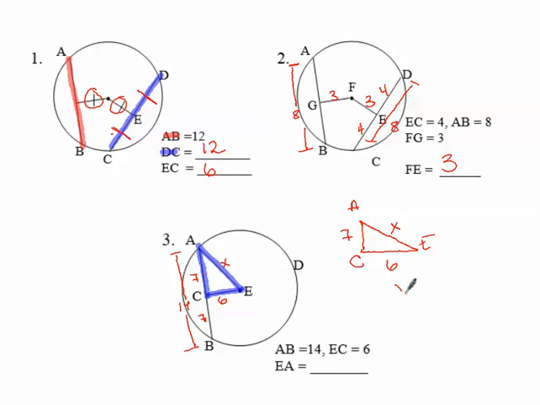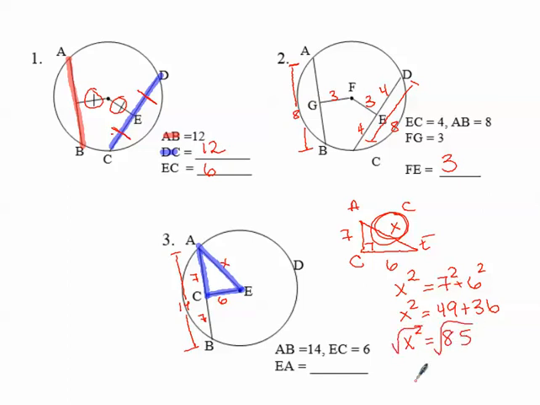So I'm going to use my Pythagorean theorem. I need to know which one is my C, which one is across from the right angle, my hypotenuse. It equals 7 squared plus 6 squared, which is 49 plus 36, equal to x squared. When I do that, I get x squared is equal to 85. I take the square root of both sides, and x equals the square root of 85, which is about 9.2.